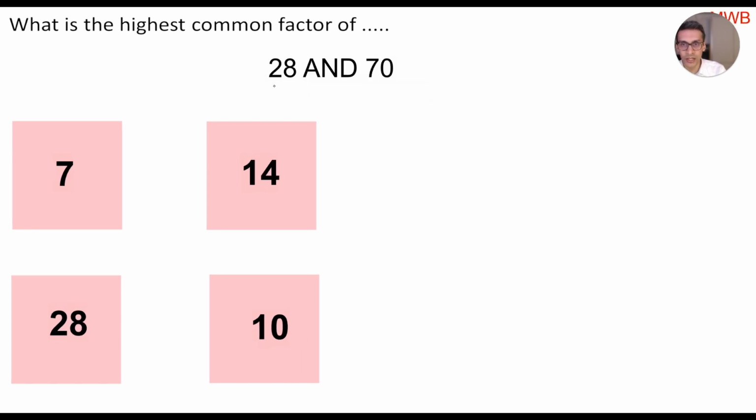What's the highest common factor of 28 and 70? Okay, so we know 7 goes into both. 14 also goes into both. 28 doesn't go into 70, and 10 doesn't go into 28. So the highest common factor is going to be 14.